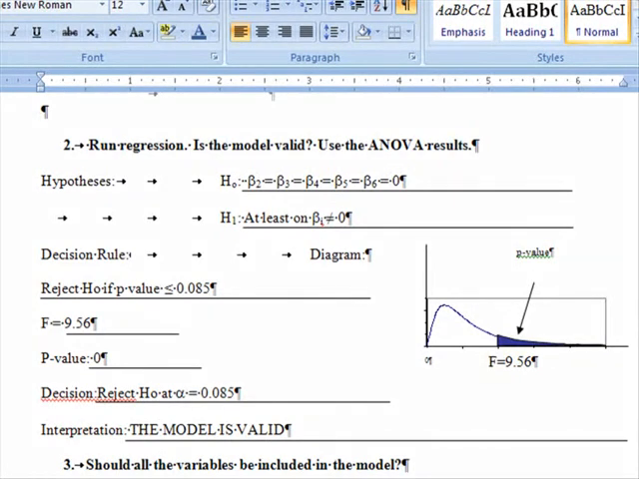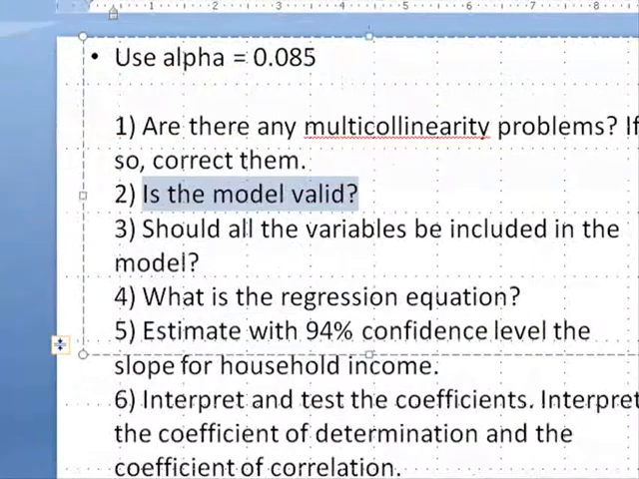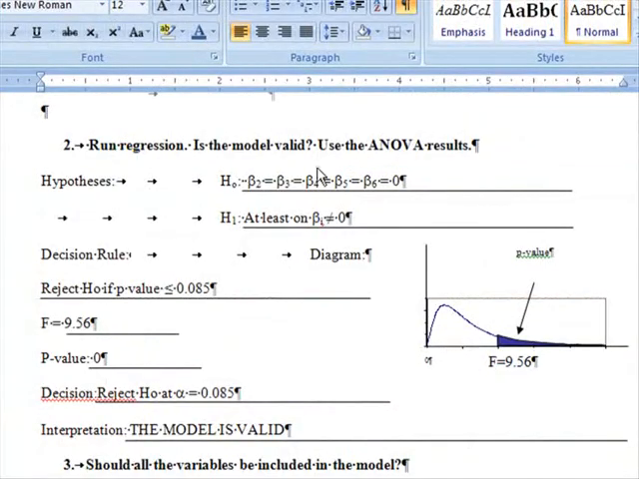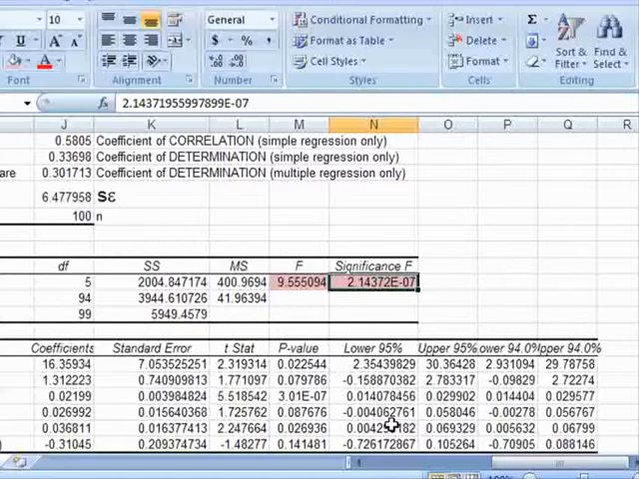And then looking at my questions, it says we tested the model is valid. Now, should all the variables be included in the model? Testing that the model is valid only tells me that at least one of them is not equal to 0. But what if only one of them is not equal to 0? Then we need to go and find which one is not equal to 0 and keep that in my model and delete the rest. So we want to delete any variables where the beta equals 0. And for that, we do individual t-tests.